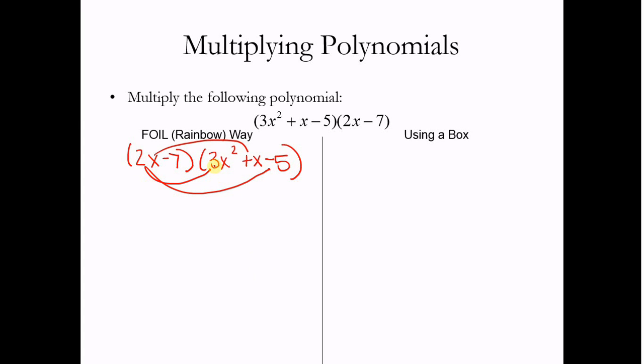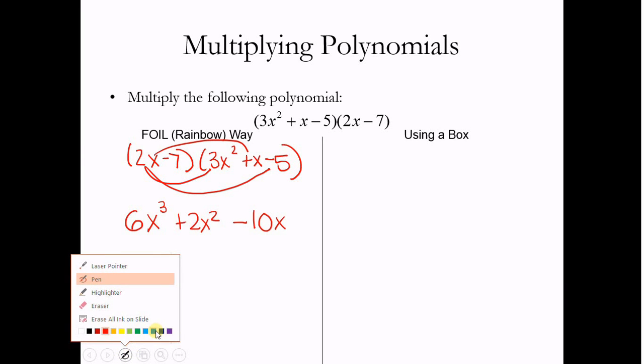So let's go 2x times 3x squared. So that's going to be 2 times 3, 6, x times x squared, 6x cubed. 2x times x, that is a positive 2x squared. And 2x times negative 5, that's negative 10x. Okay? So now I've done my first one.